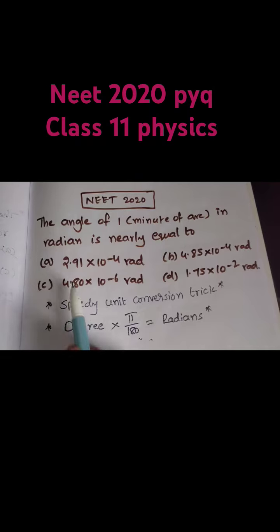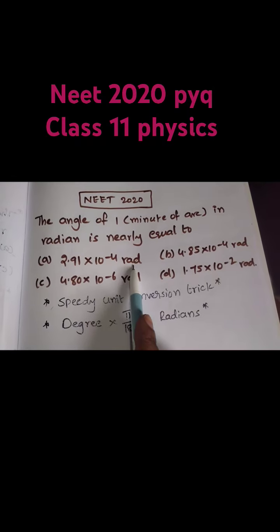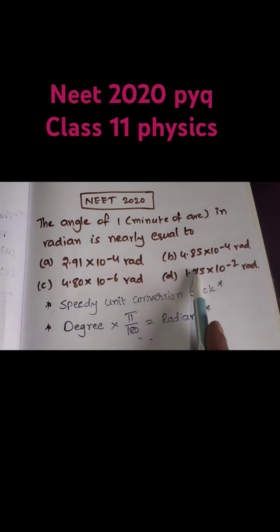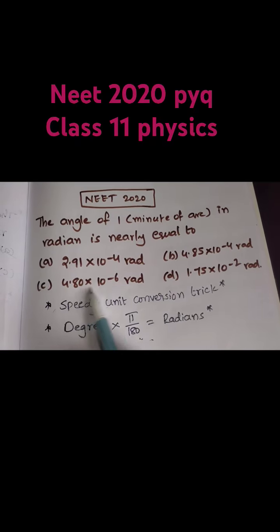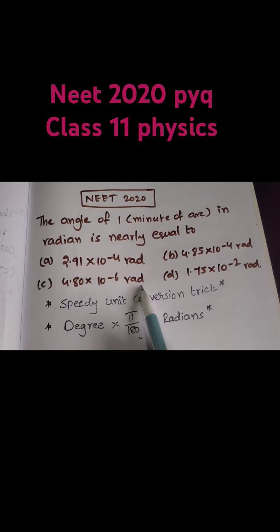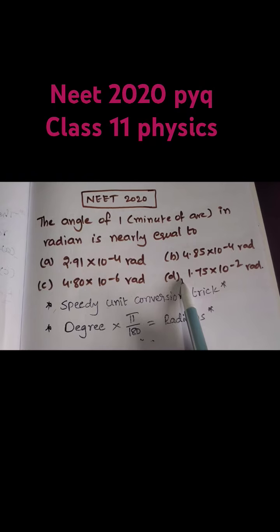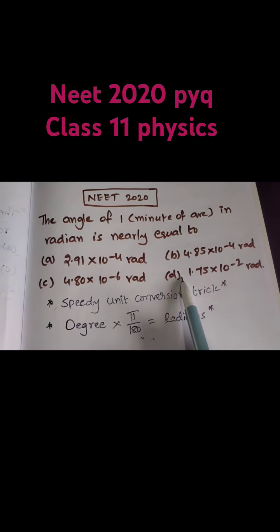Option A: 2.91 into 10 power minus 4 radian. Option B: 4.85 into 10 power minus 4 radian. Option C: 4.80 into 10 power minus 6 radian. Option D: 1.75 into 10 power minus 2 radian.